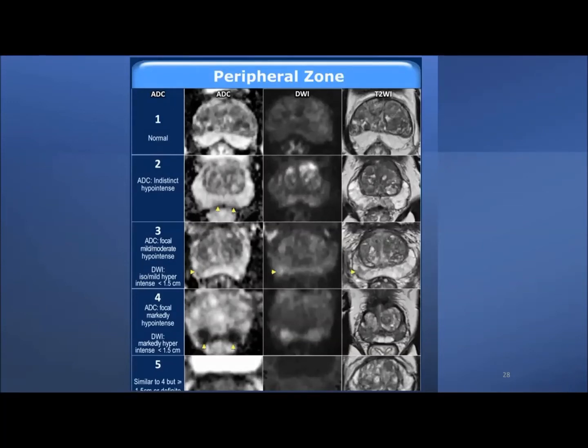For any abnormality to be present, it has to be reproducible on all the sequences in the same location to be called abnormal. This is the most important thing. For category 3 lesions, we expect some heterogeneity in the transitional zone, and of course, like for the peripheral zone, we can definitely apply the rule of exclusion that they do not fall in category 2, do not fall in category 4 or 5. So we can classify them as category 3 lesions, or the score of 3.